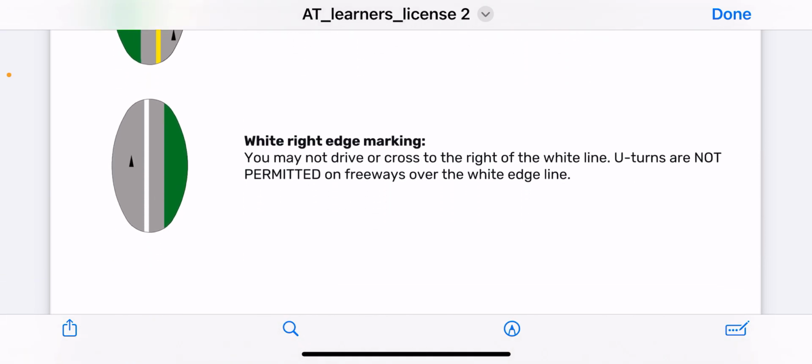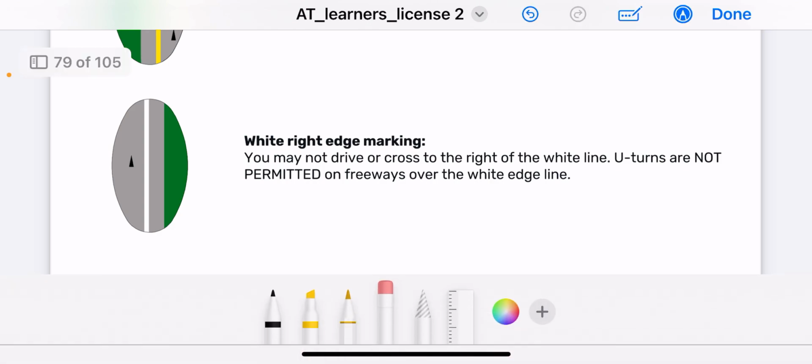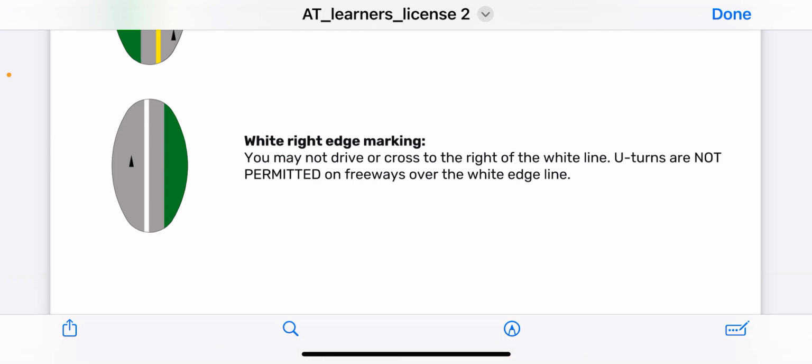Moving on, you have the white right edge marking. You may not drive or cross to the right of the white line. U-turns are not permitted on freeways over the white edge line. So then you ask yourself, where will I U-turn? You will do a U-turn where the road allows you to do a U-turn, okay?